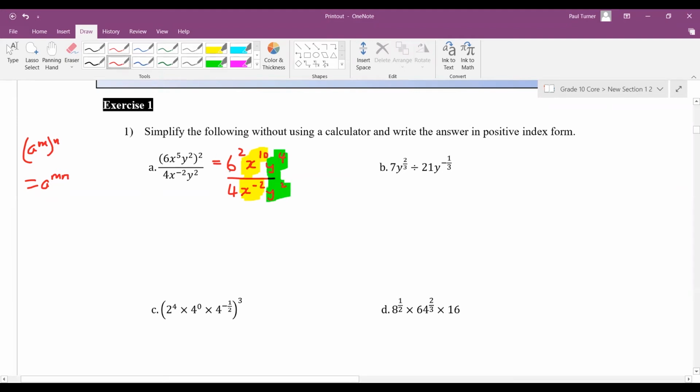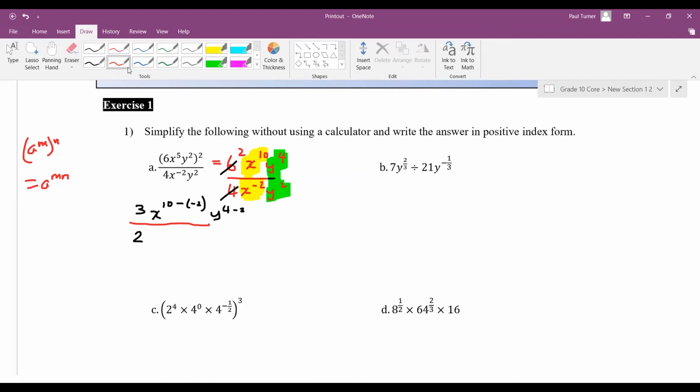And the 6 on 4 will become 3 on 2, won't it? So I'll simplify this here. 3 on 2. Now we subtract our powers here, and they're always written on the top. So if you bring your minus 2 up, it would become plus 2. So it would be x^10 minus negative 2, because remember, we're subtracting because we're dividing here. And that would be y^4 minus 2.